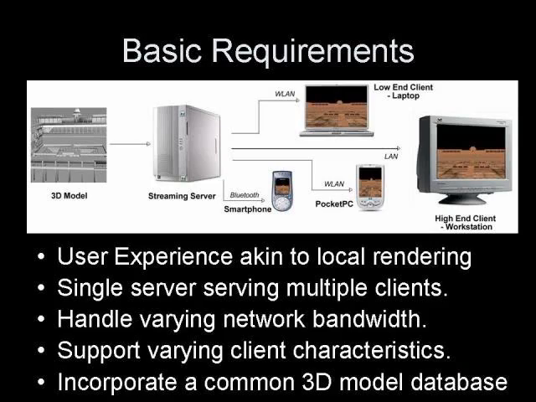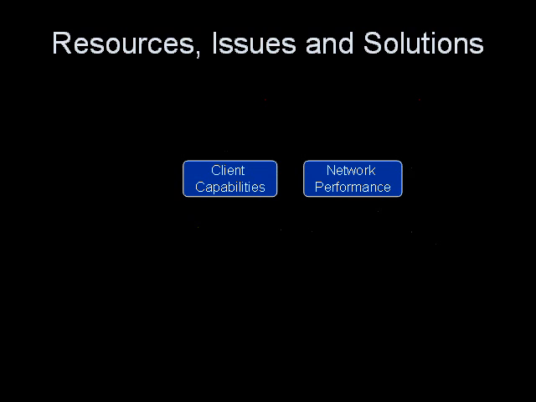The basic requirement of a geometry streaming system is to achieve user experience akin to local rendering. A single server serves multiple clients of different profiles using the same content repository. This repository could change with time. New content may be added or removed at will. The system must adapt the quality of transmitted data based on client and network characteristics.